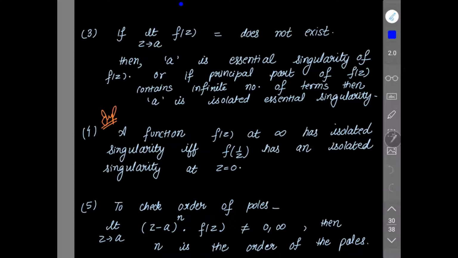Fifth, how to check the order of the poles? This is the formula for that: limit z tends to a of (z minus a) to the power n times f(z). If this limit is not equal to 0 or infinity, then this power n is the order of the pole. And if n is equal to 1, that means if the power is 1, then the order of the pole is 1, which is a simple pole.